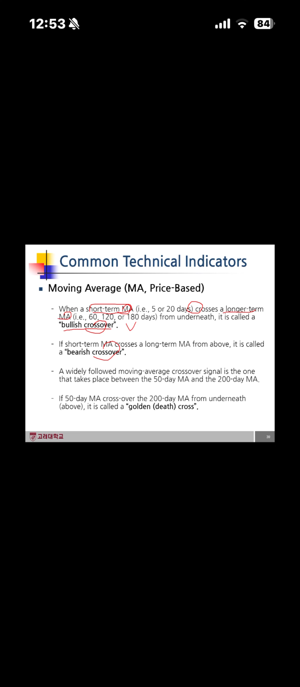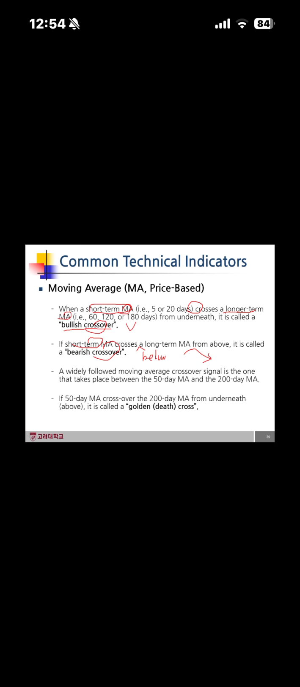Conversely, if the short-term moving average crosses below the long-term moving average from above, this is called a bearish crossover, and it may suggest that short-term prices are weakening relative to long-term trends.